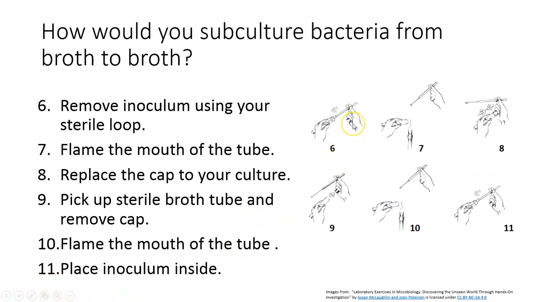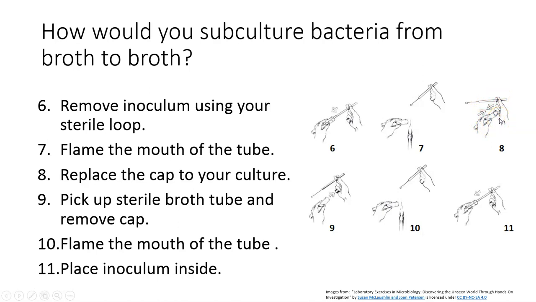Next, you'll use your sterile inoculating loop, which by now has cooled, to remove your inoculum. You're going to stick the inoculating loop into the tube and bring it out, trying not to touch the sides of the tube. Then you're going to flame the mouth of your test tube, that's the one with the culture, and you'll replace the cap.